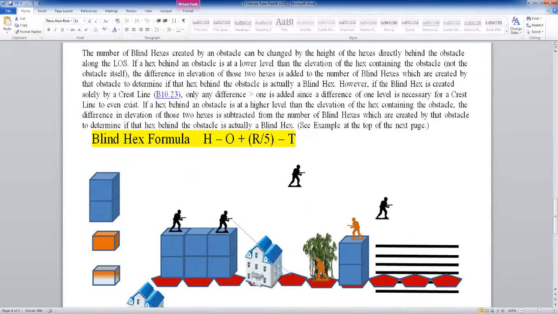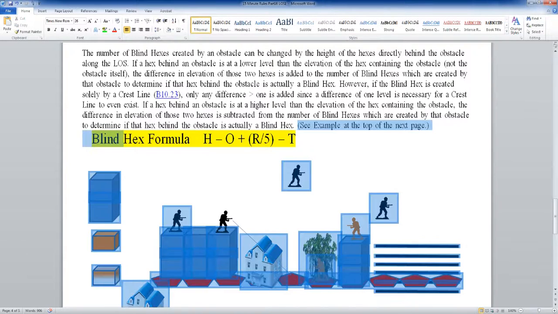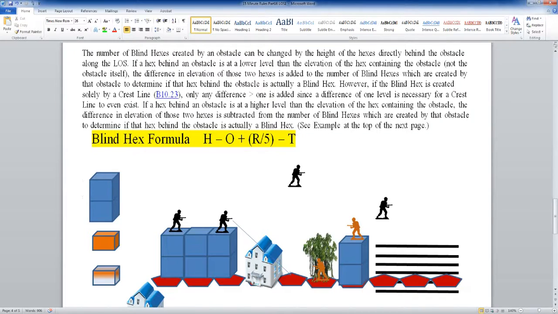Next time is going to be kind of the biggie, because this is usually the issue that most people run into when we're talking about line of sight, and that of course is going to be blind hexes. I created this little formula. I'm going to explain it next time, but basically for all of you out there, it's going to be the height. We're going to subtract the height of the object. We're going to add in the range divided by 5, and we're going to subtract any target height plus or minus to that number, and that's going to give us the number of blind hexes.